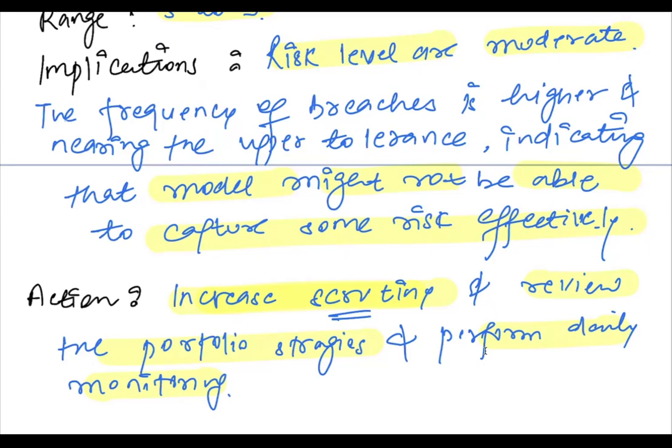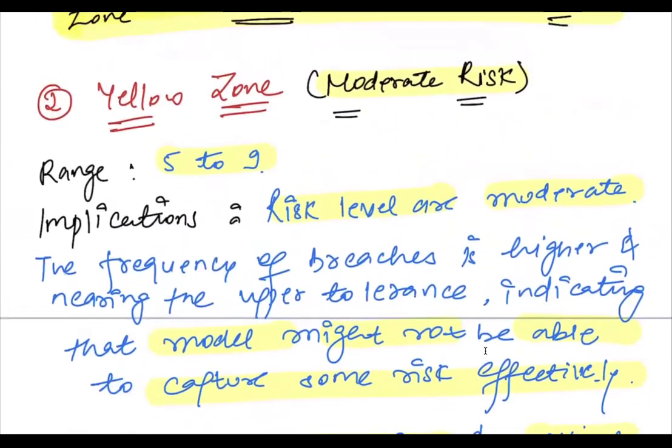Just make sure that when you have a yellow zone, it means you are in a moderate risk zone. When do you give a yellow color to the model? When the breaches are between 5 to 9, which means that on 5 to 9 days we saw that the losses were greater than the value at risk number. And you need to make sure you increase the scrutiny of the portfolio.